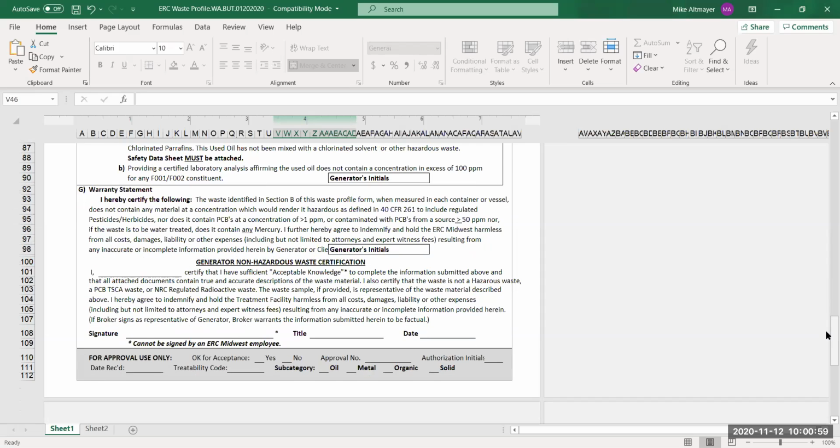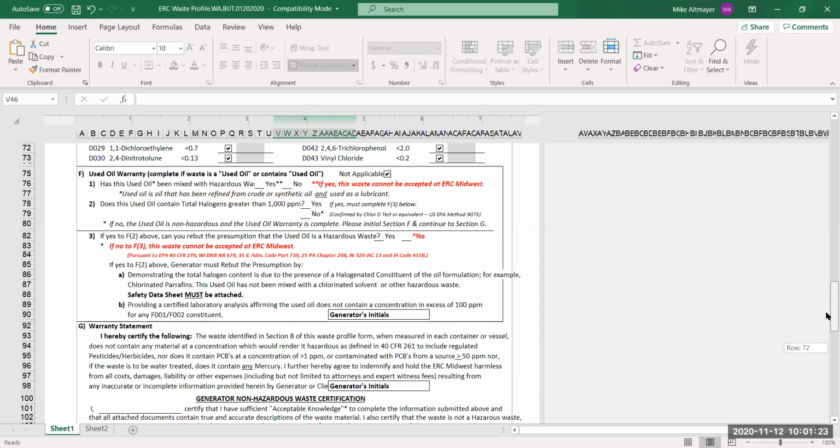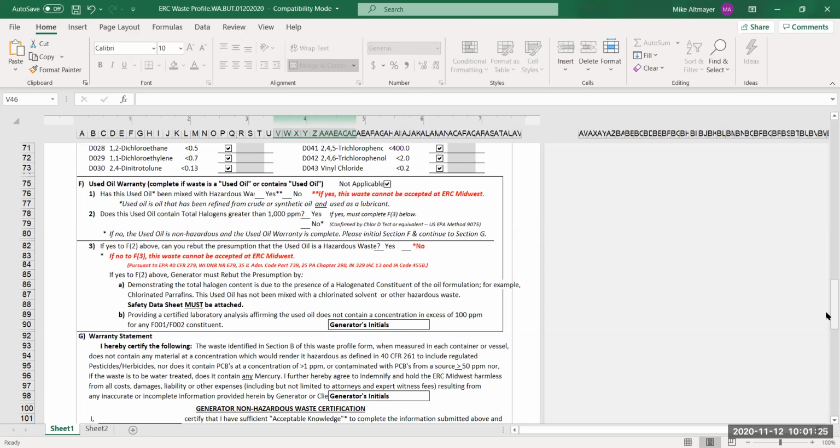So when you get through all that, and you're down to the warranty statement, and you're done with your part, if you're ERC staff, this is the end for you. This is where you send this out now by email to the generator, asking them to initial, print here, sign, and title and date this profile. So what they're doing is essentially taking credit for all the work that we just did to fill this out. You're doing this on their behalf and they're certifying that everything is accurate.